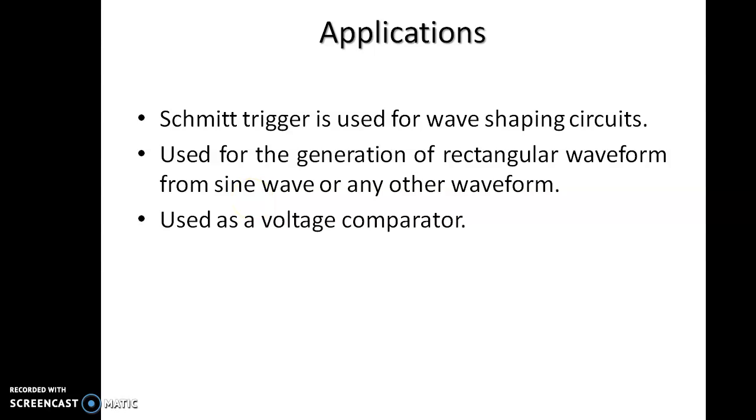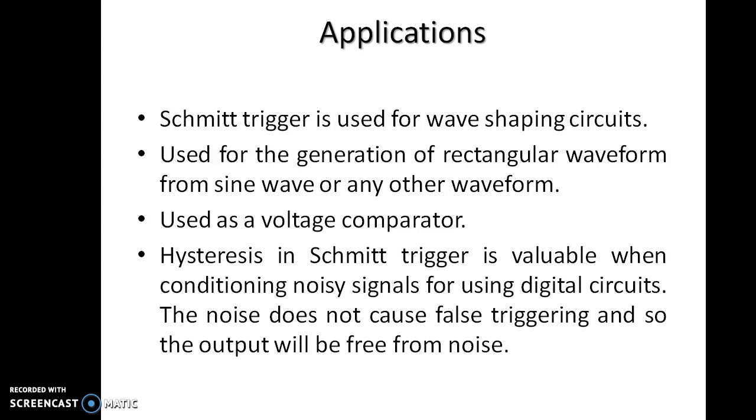And it is used as a voltage comparator by making use of the upper threshold point and the lower threshold point. We can say it can be used as a voltage comparator also. Hysteresis in Schmitt trigger is valuable when conditioning noisy signals for use in digital circuits. The noise does not cause false triggering, and so the output will be free from noise.